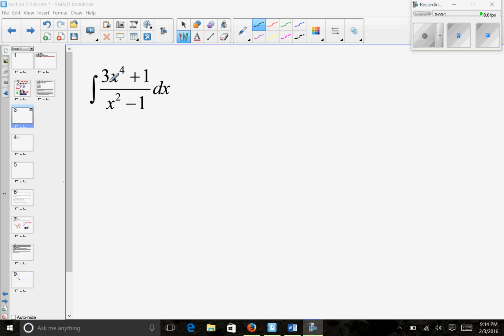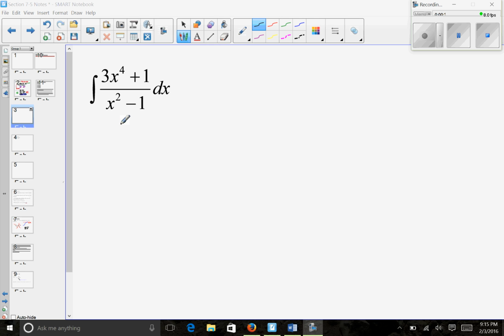Well, if I set u equal to be the numerator, I'd have a 12x^3 that would need to cancel. I don't see anything that'll cancel it. If I set u equal to be the bottom, I'd have a 2x that would need to cancel. I don't see what would cancel all of my x's. So u substitution doesn't work.